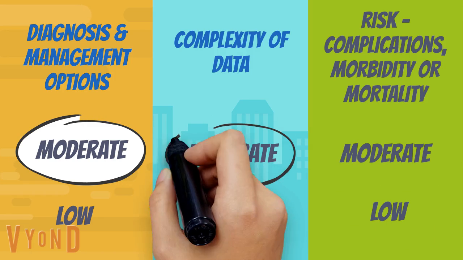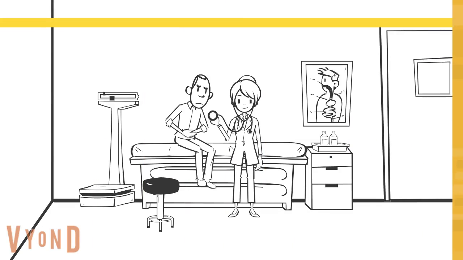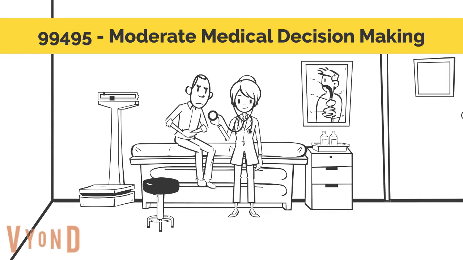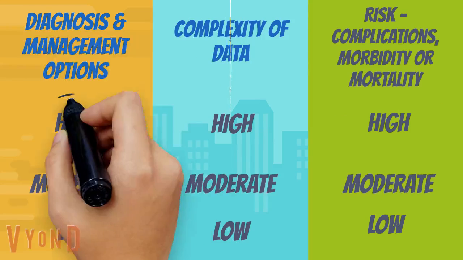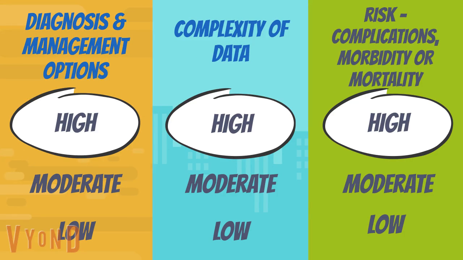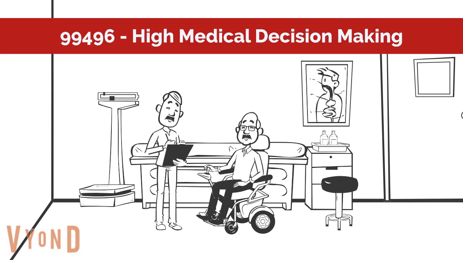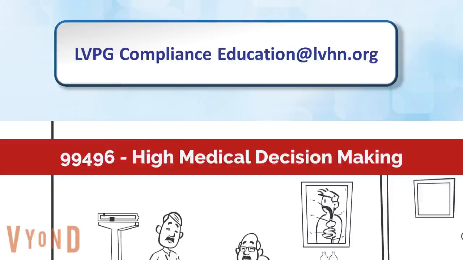However, if documentation supports that 2 of the 3 elements met a moderate level of medical decision-making, then code 99495 would be appropriate to bill. If documentation supports that 2 of the 3 elements met a high level of medical decision-making, then TCM code 99496 would be appropriate to bill.